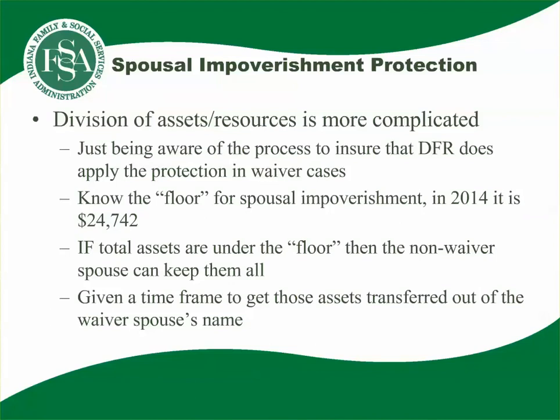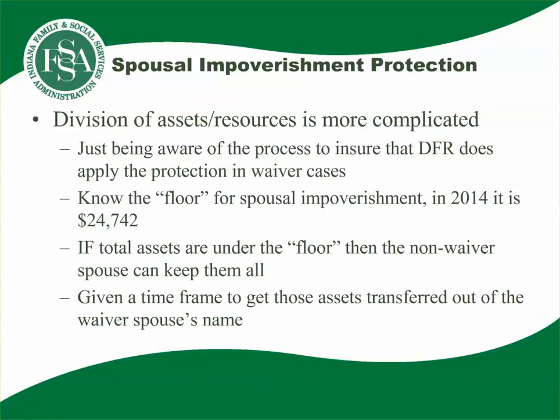The most useful piece of information you can know is a number that's called the floor for spousal impoverishment. And in 2014, that number is $24,742. That's called the floor. And so what that means is if your total assets, if the couple's total assets are under the floor, then the non-waiver spouse can keep all of those assets. They'll be given a time frame to get the assets transferred out of the waiver spouse's name so that that's all cleared up by the time any further annual redeterminations are done.